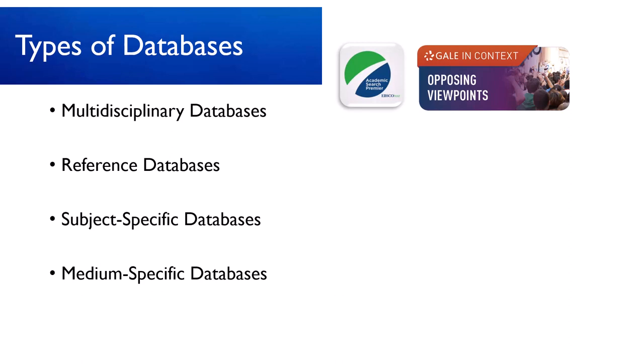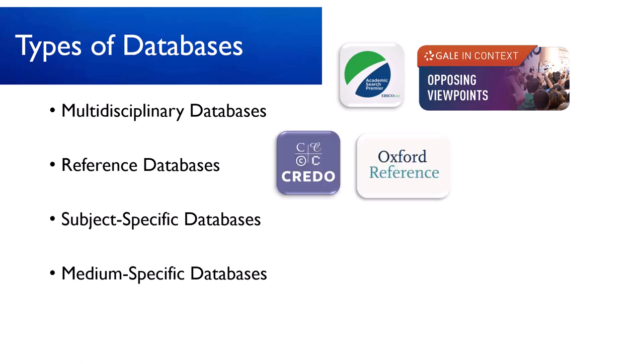Reference databases are databases that basically contain reference materials, such as encyclopedias and dictionaries. This is an excellent place to get your background information on a topic that you're just beginning to learn about. The two most popular reference databases here at Broome Library are Credo Reference and Oxford Reference Online.